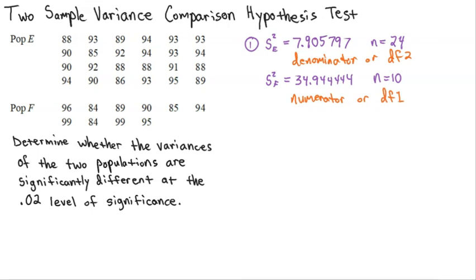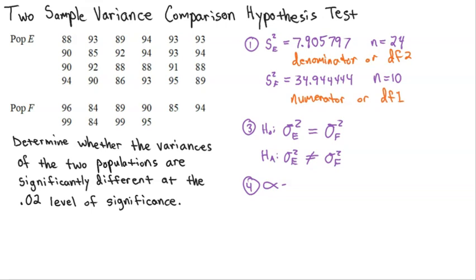Moving on to step 3, we're going to state our null and alternative hypotheses. Our null hypothesis is that the population variance from E is equal to the population variance of F. Our alternative hypothesis is that the population variance from E is different than, not equal to, the population variance of population F.